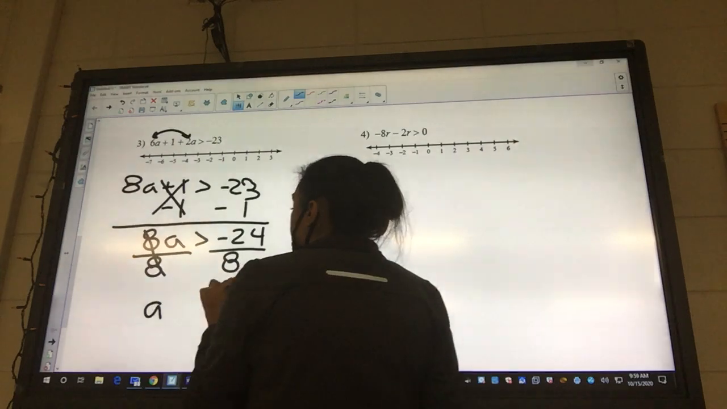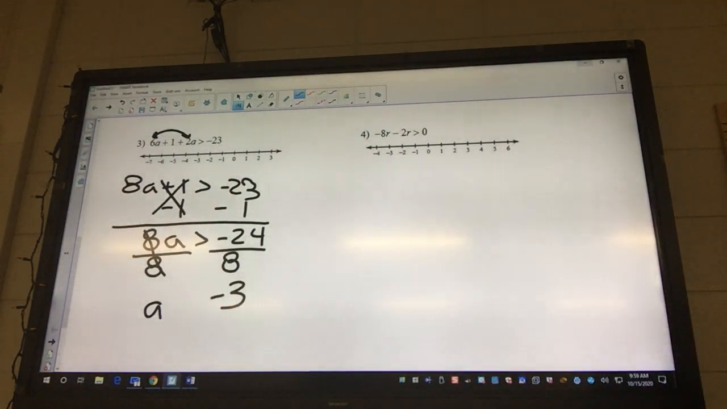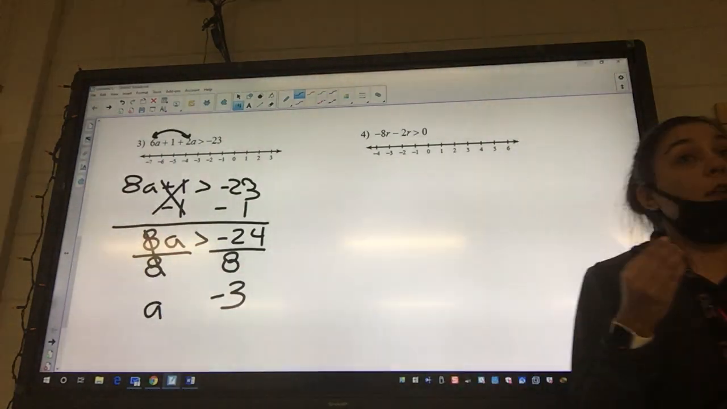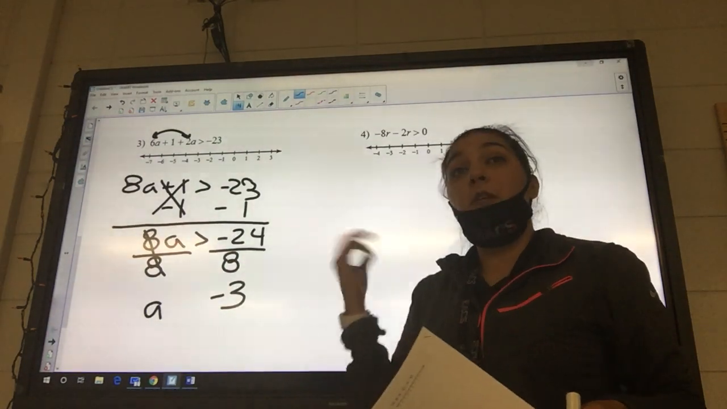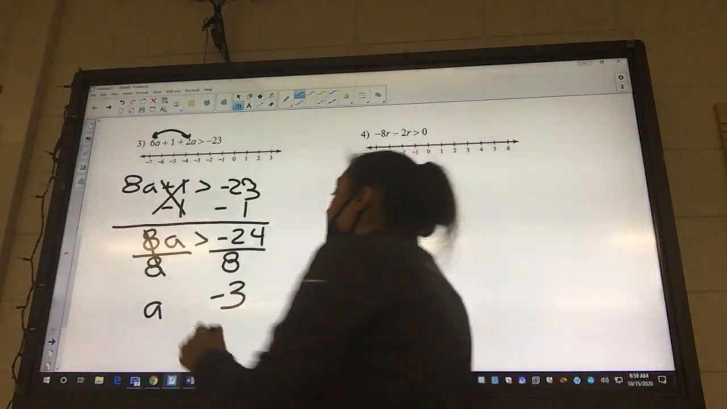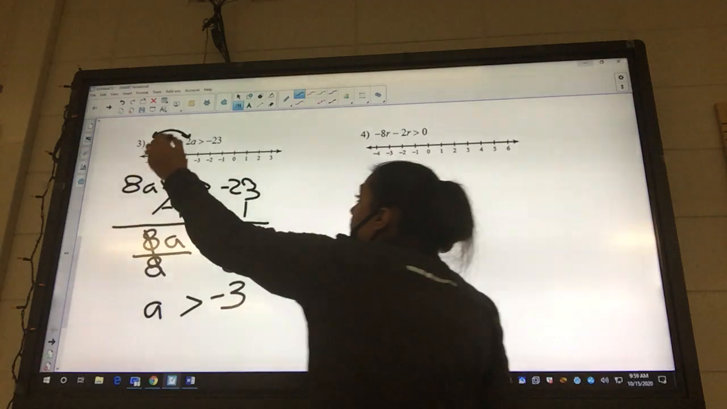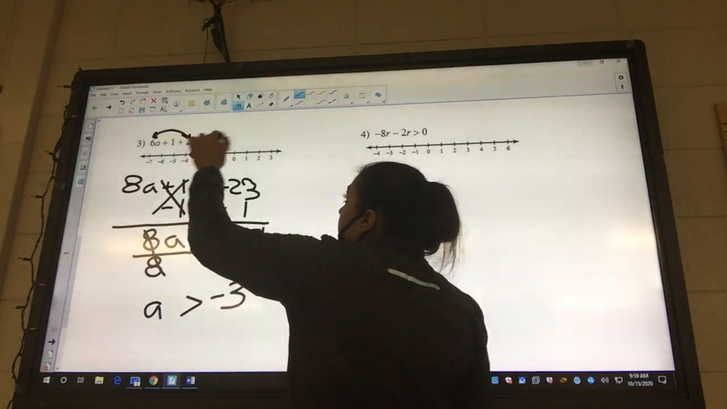Do we need to flip? Yes. No. You don't have to, I promise you don't. The denominator is not a negative. The denominator, which means the bottom number of the fraction, is positive, so do we need to flip it? No. On the negative 3, should it be open or closed? Open, pointed to the right.